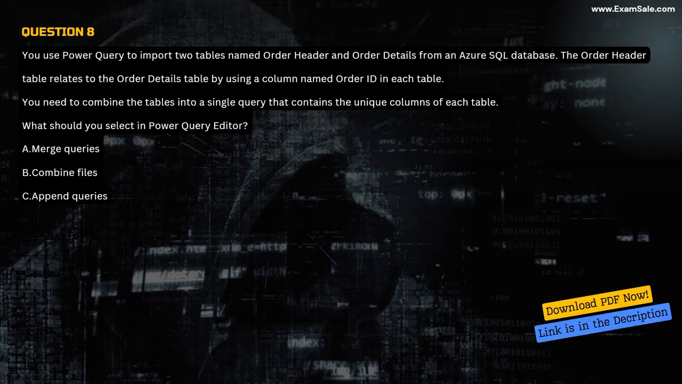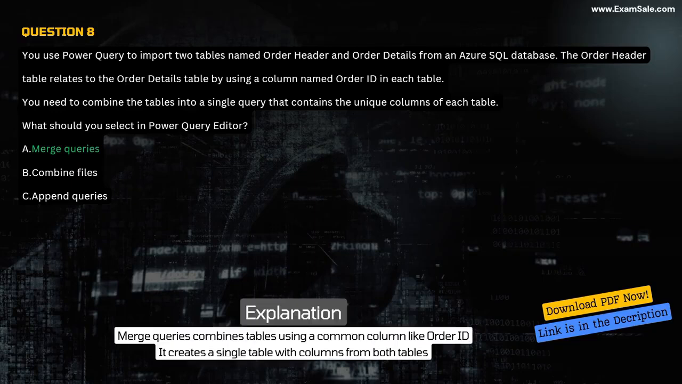A. Merge queries. B. Combine files. C. Append queries. Correct answer A. Merge queries. Explanation. Merge queries combines tables using a common column like Order ID. It creates a single table with columns from both tables.